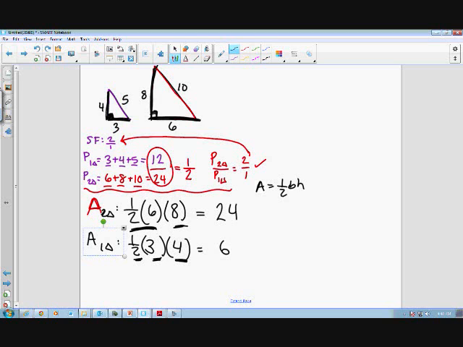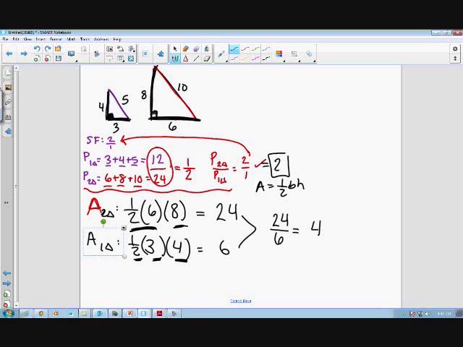So let's create these into a ratio. 24 divided by 6. I said proportion, I meant ratio. 24 divided by 6 is 4. Is that the same thing as the perimeter? 2 over 1 equals 2? Are they the same? No, they're not.